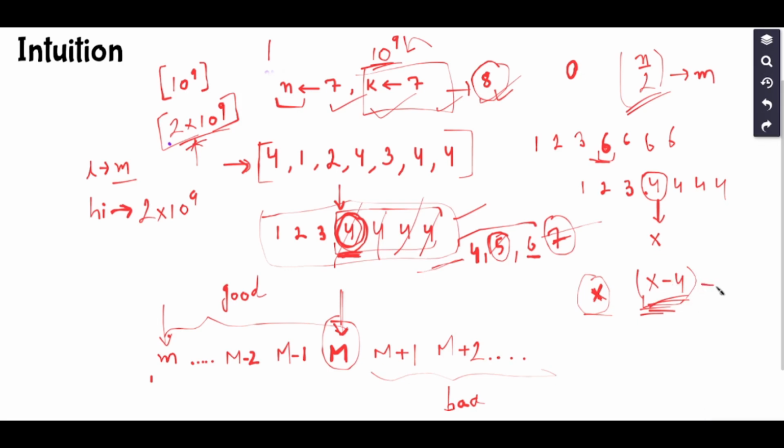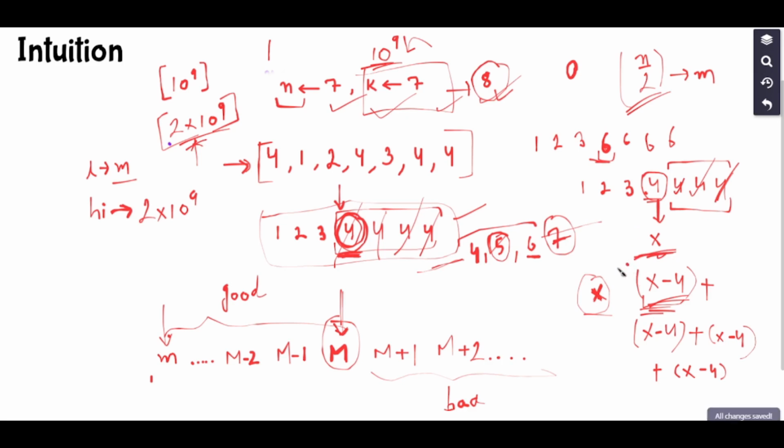But these are not the only operations. I have to make sure that the rest of the elements towards the right of the median are either greater than or equal to x. So for that, I also have to add x minus 4 for this element, plus x minus 4 for this element, and finally x minus 4 for this last element. That means I have to make these elements at least equal to x.